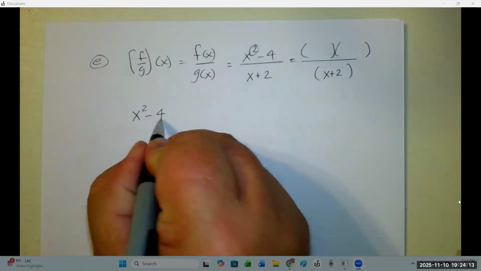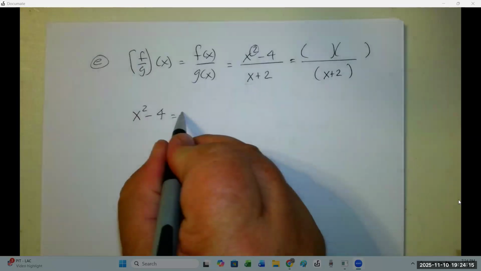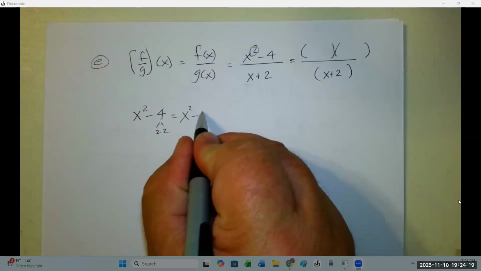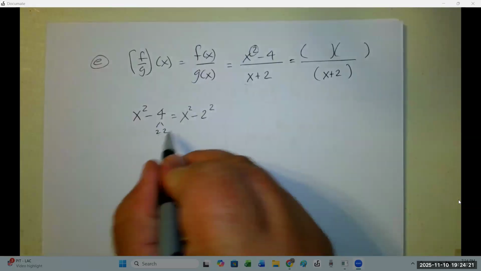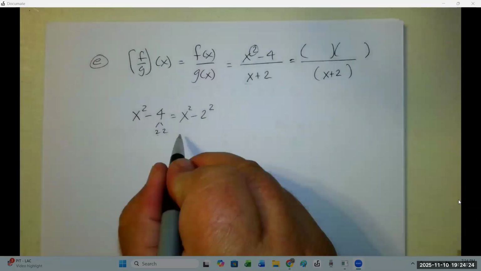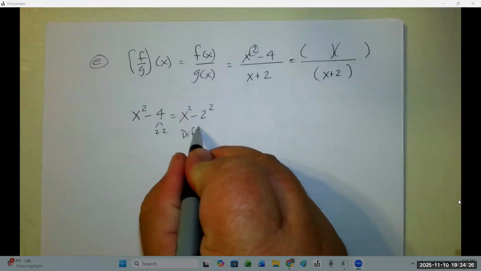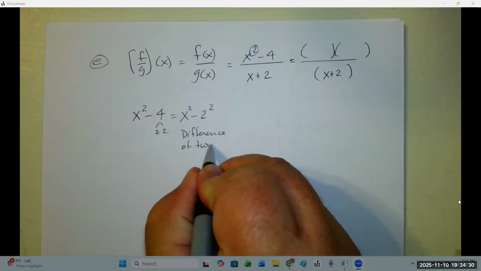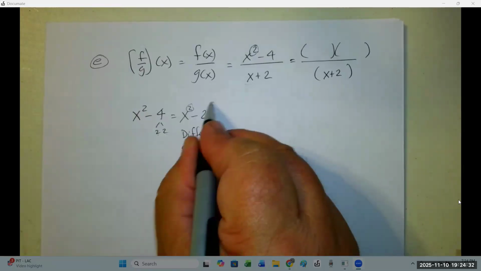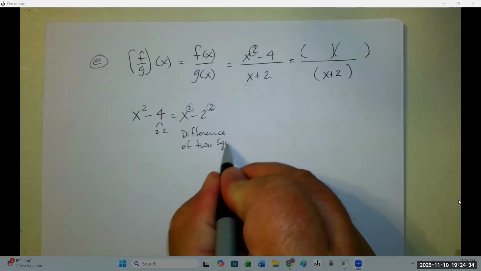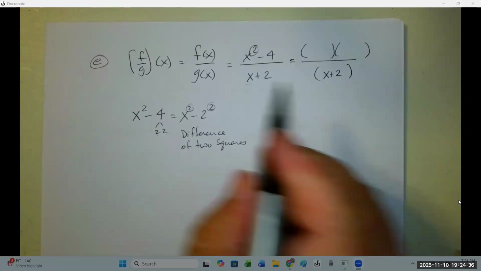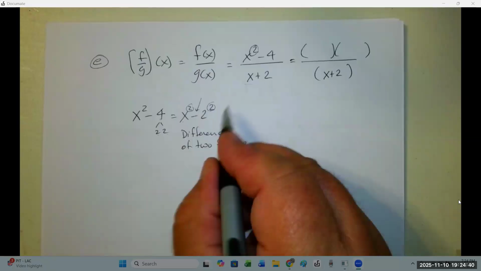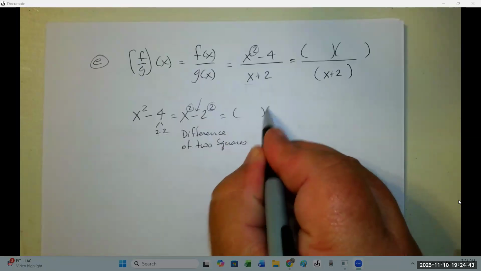What this is called on top, 4 is made up of 2 times 2. So it's x squared minus 2 squared. This is what's called the difference of two squares. Whenever you have two terms that are perfect squares and there's a minus between them, we can break them up.